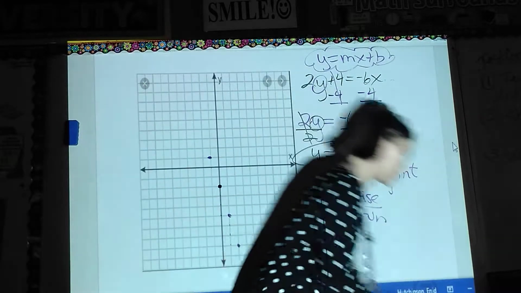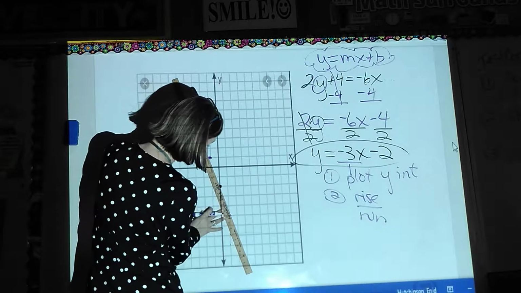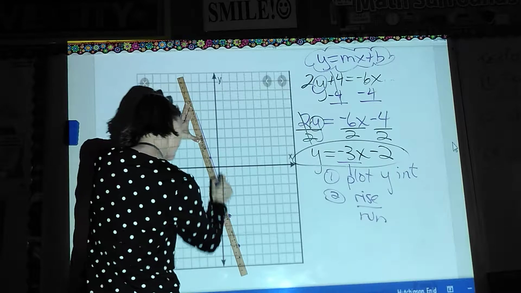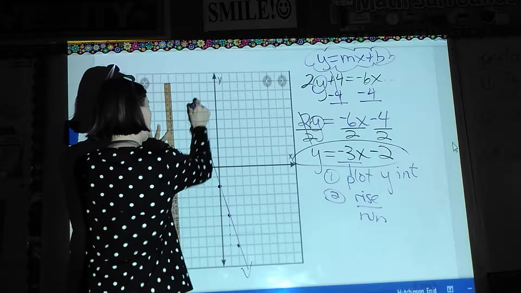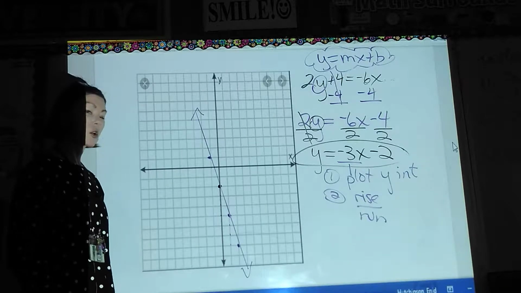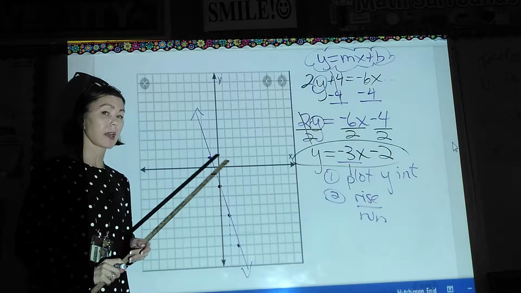Grab your straight edge, okay? It's not going to be perfect, but you get the idea. And then we connect the line, okay? And that's how you graph the equation of a line, but first by solving for y first.